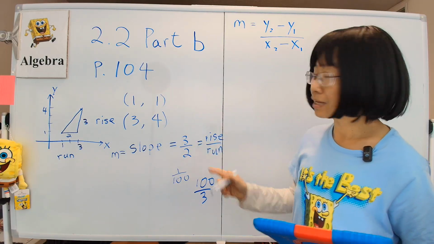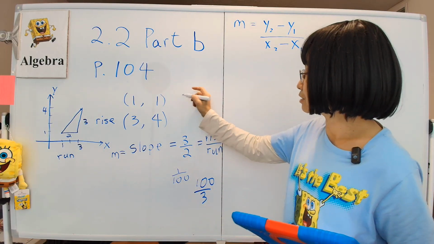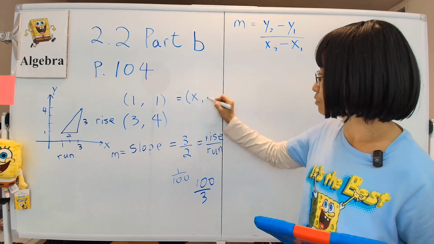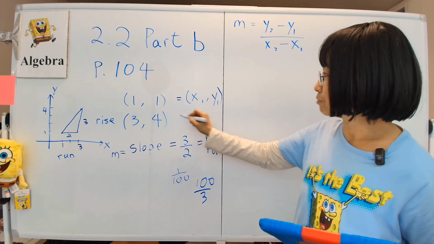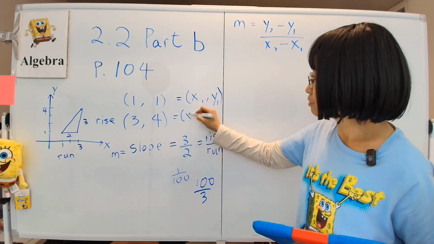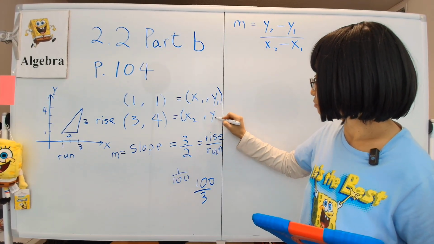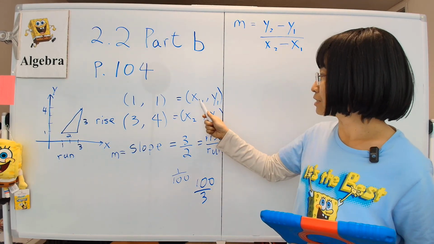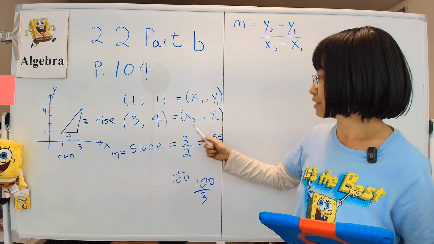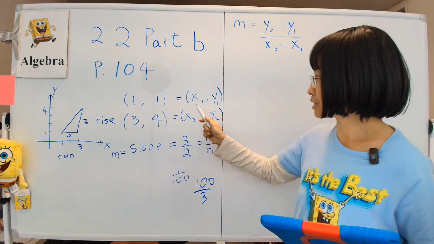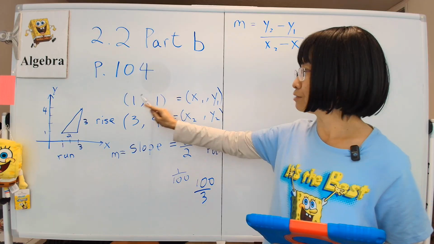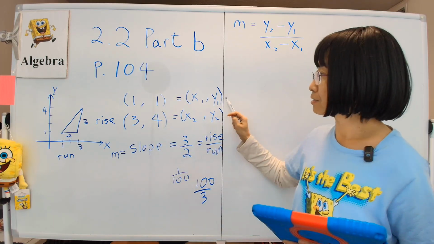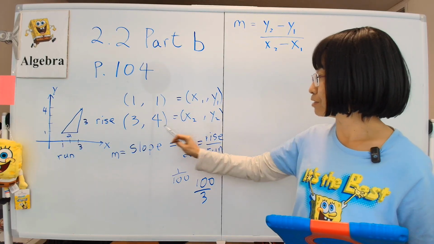Now, in algebra, we can represent these things with letters. For example, 1, 1 will be represented as x1, y1. And then 3, 4 we'll call x2, y2. Don't let it confuse you, because x1 just means the first x, and x2 just means the second x. That is, x1 together is one symbol, and it represents the number 1 here, and x2 represents 3, and similarly y1 represents 1, and y2 represents 4.